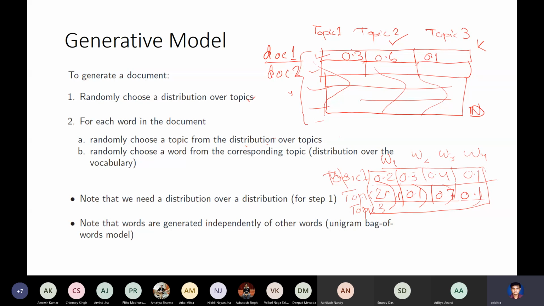Let's say. So again, I randomly generate a word. Let's say this word is generated. So word 3 will be one of the words generated in document 1. And I'll repeat this process capital N number of times, if capital N number of words are there in the document. So finally, I get a bag of words. And we assume a document is generated by this process.